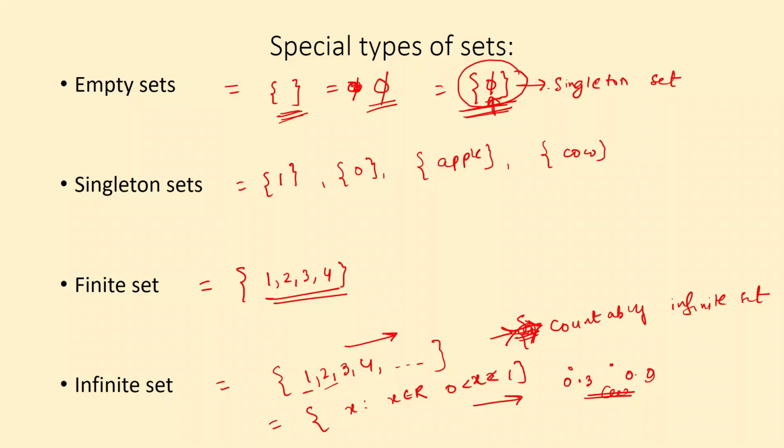Of course, they are infinite because there are a huge number of numbers, zillions and trillions of numbers, but you cannot even count them. So they are uncountably infinite. So this is the example of an uncountably infinite set. Both of these kinds of sets come under the category of infinite sets.